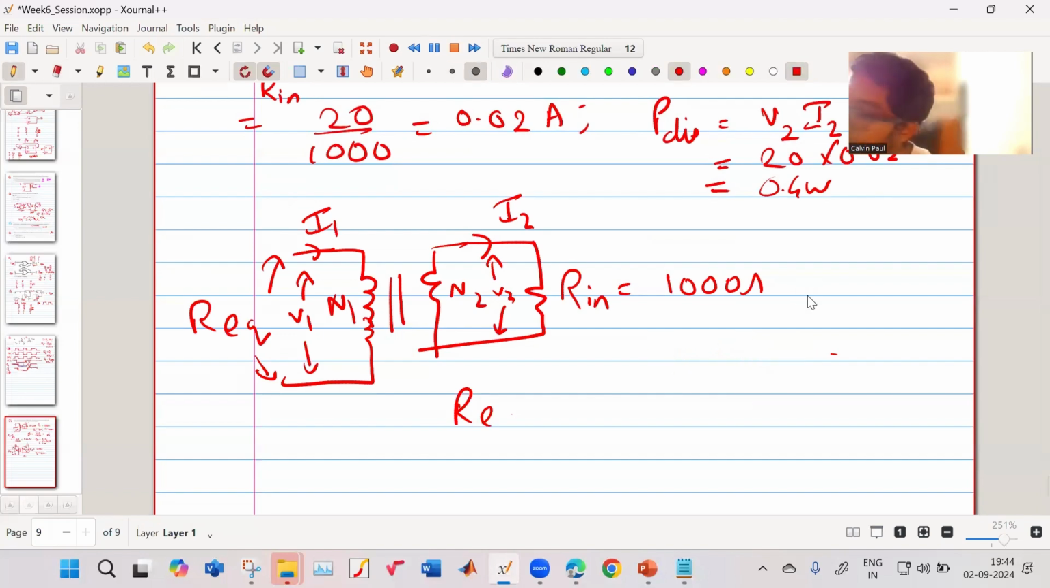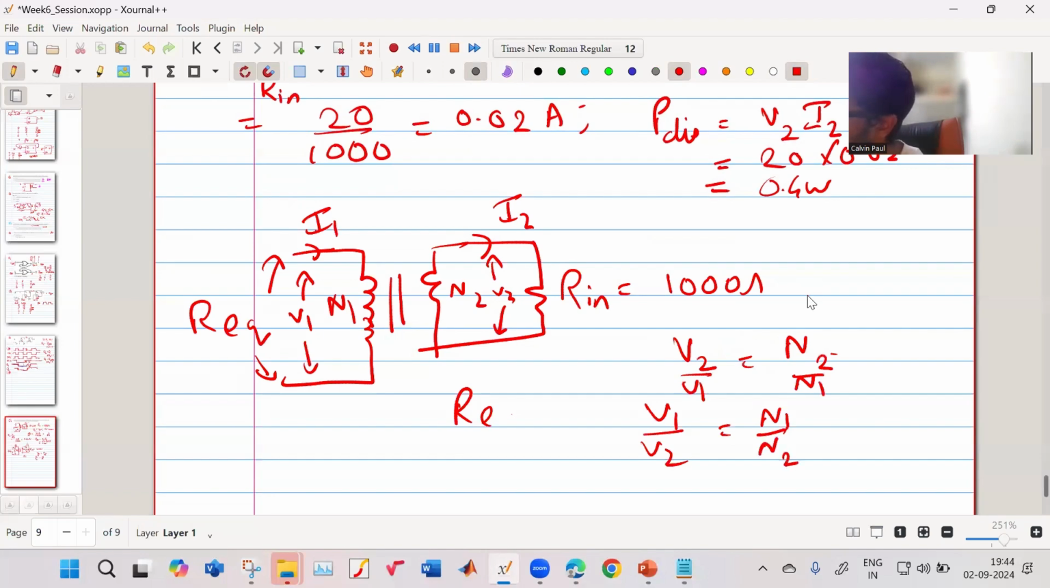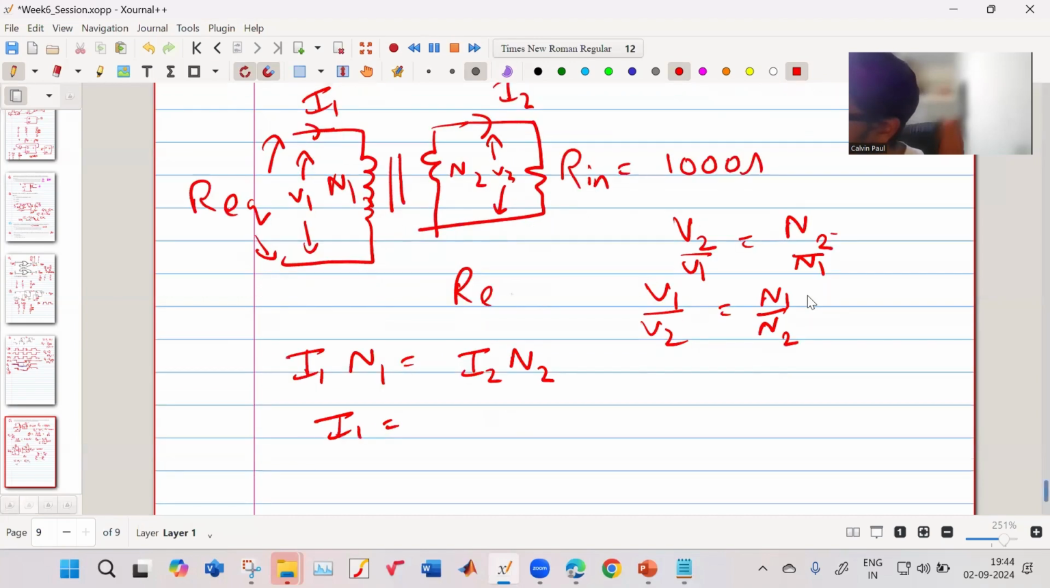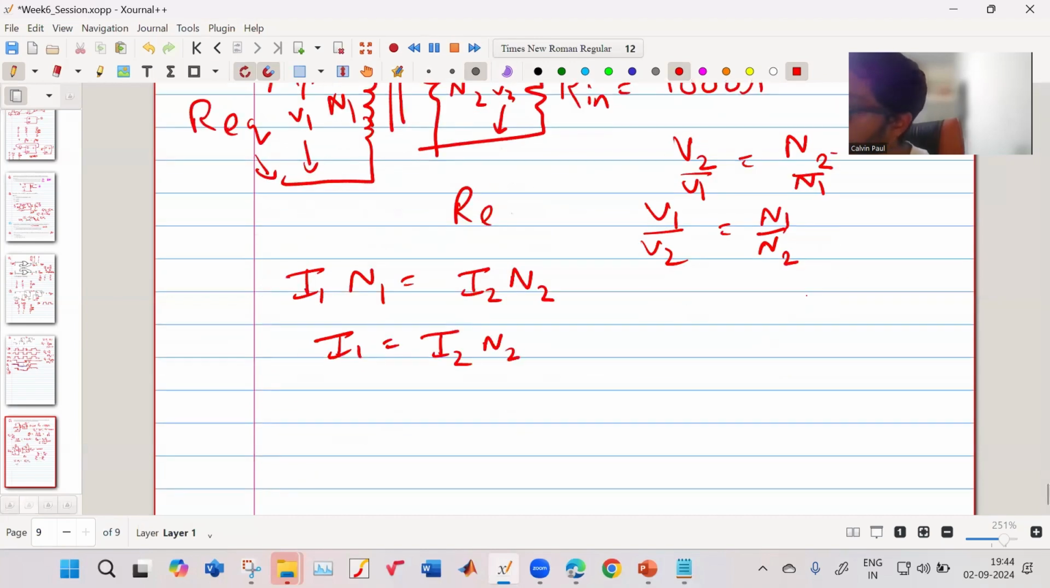Okay, sir. So I know my V2 upon V1 is equal to N2 upon N1, or V1 upon V2 is equal to N1 upon N2, because it is an ideal transformer. Similarly, we have I1 N1 equal to I2 N2. So my I1 is equal to I2 N2 upon N1, and my V1 is equal to V2 into N1 upon N2.